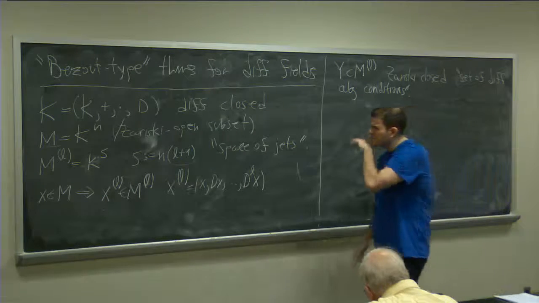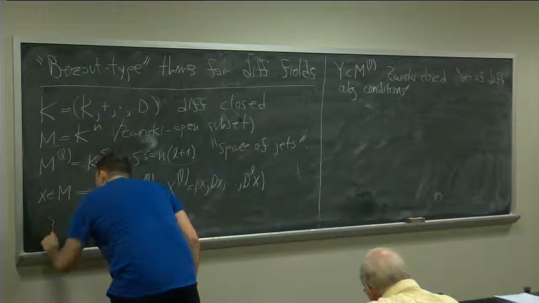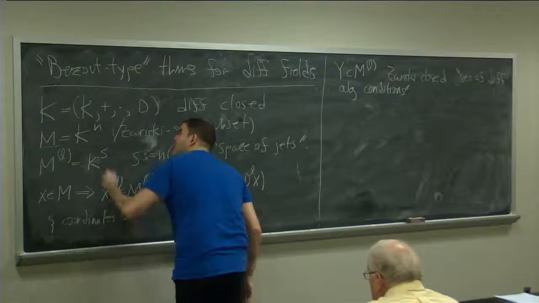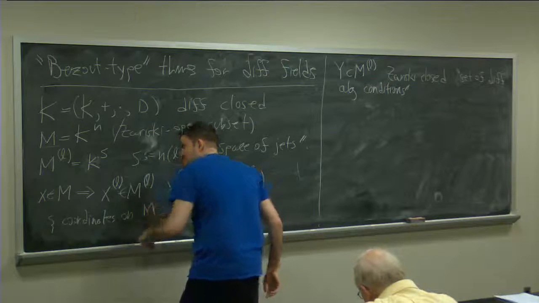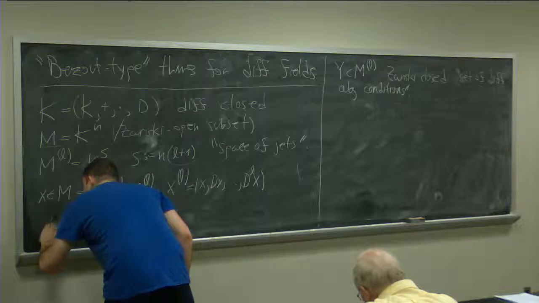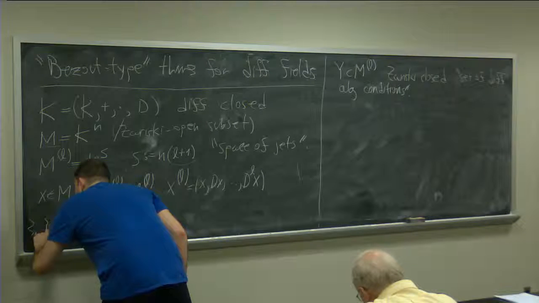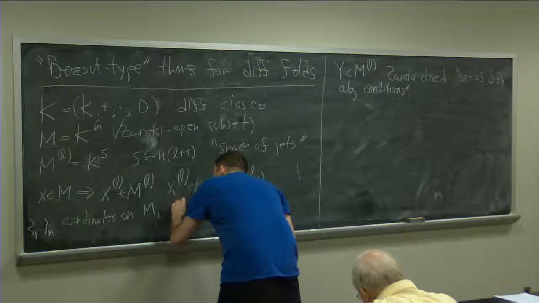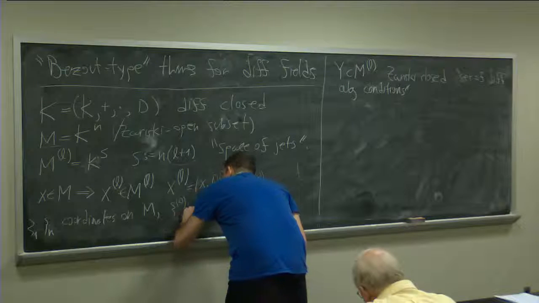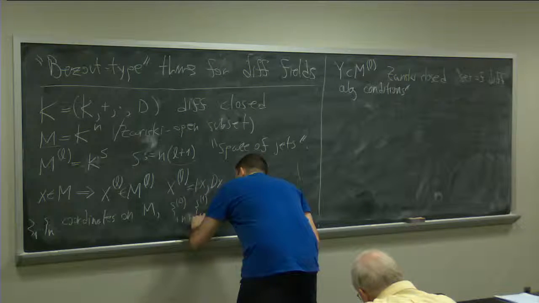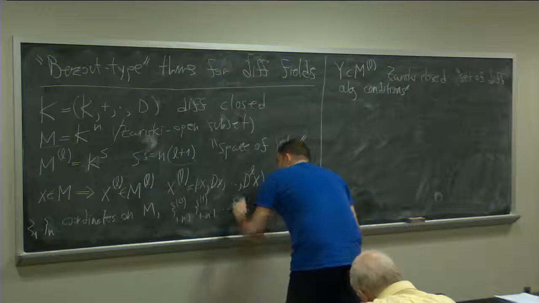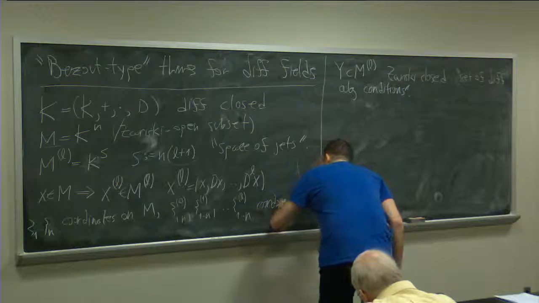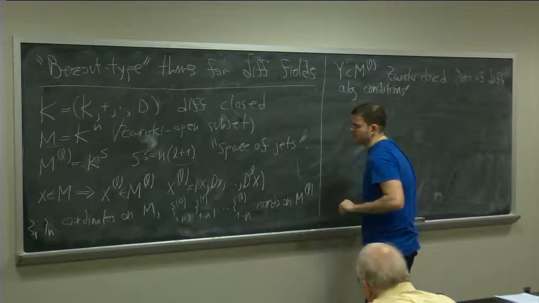So maybe let me fix coordinates. Let's say that c1 up to cn are coordinates on this M. And then I'll have coordinates c0,1 up to n, c1,1 up to n, up to cl,1 up to n, coordinates on this ML, just in case I want to talk in coordinates.